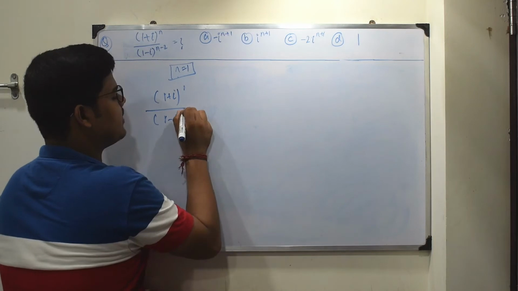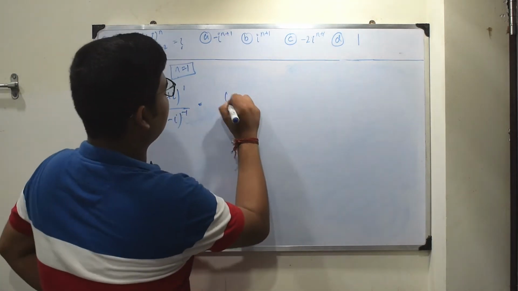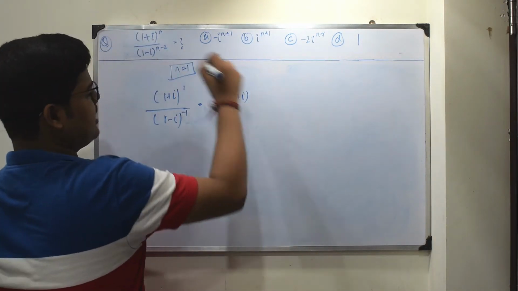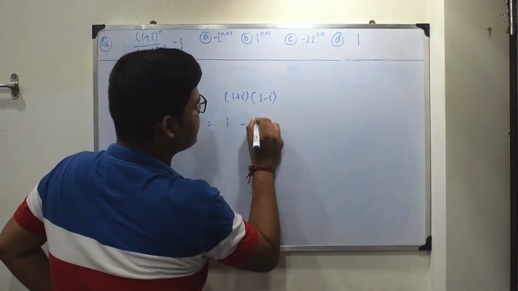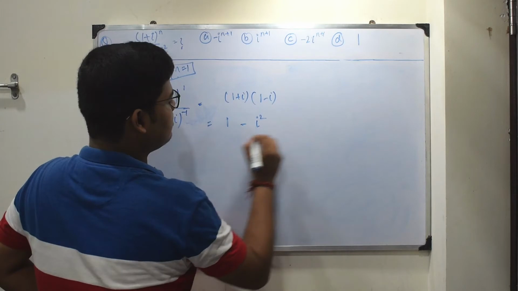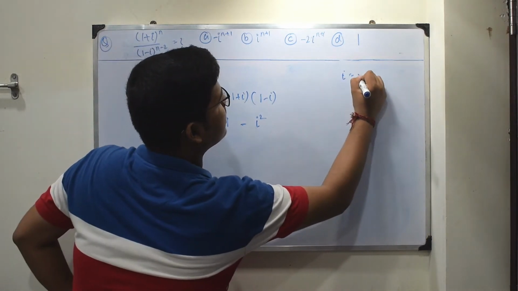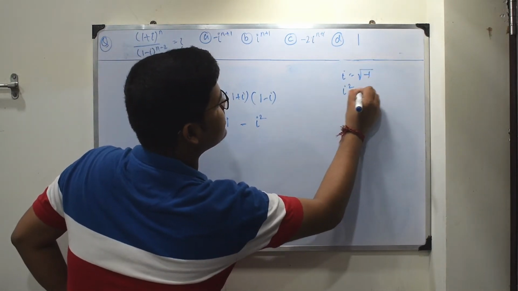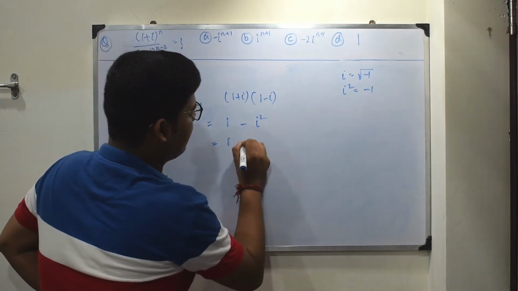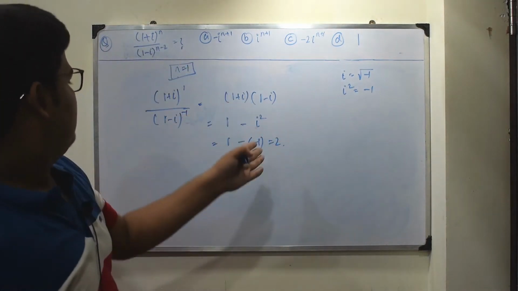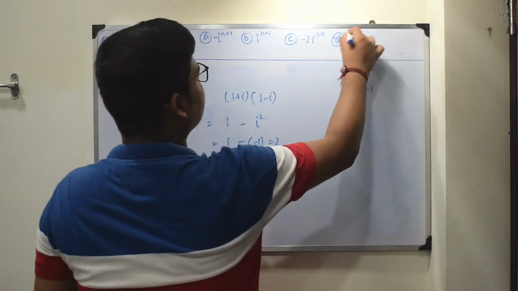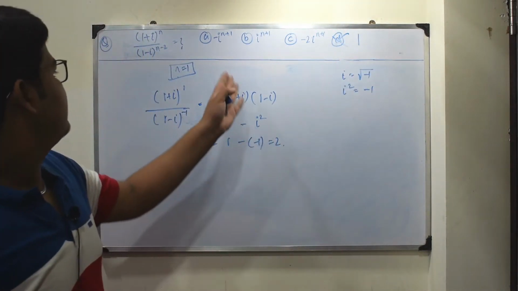Here it's minus 1. So 1 plus i upon 1 minus i, or 1 minus i square. We know i is under root minus 1, so i square is minus 1. So 1 minus of minus 1 gives us a 2. Check for the options. The answer is 2. Here it's given 1. We can't take this.